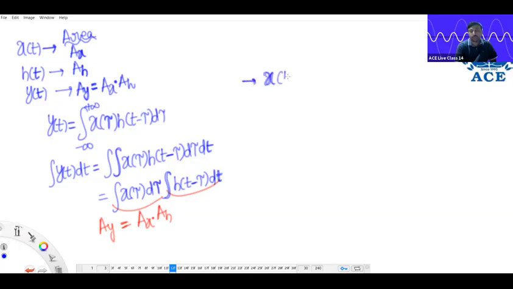In a similar way, if the input is shifted by alpha and the system by beta, what is the overall shift? The overall shift becomes alpha plus beta units.